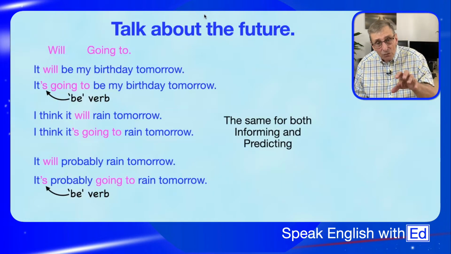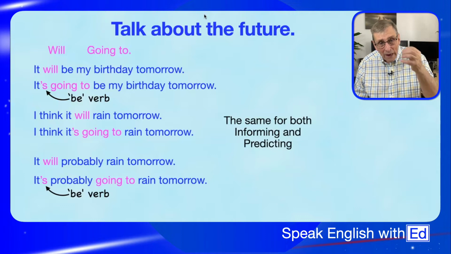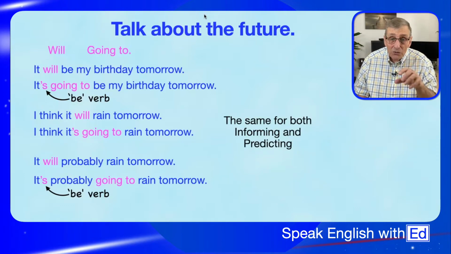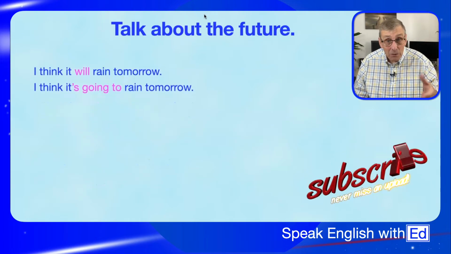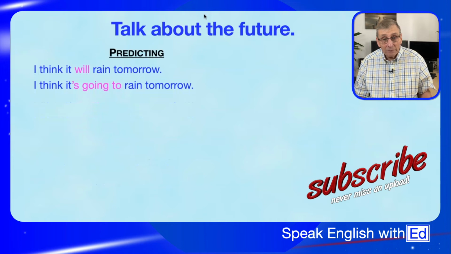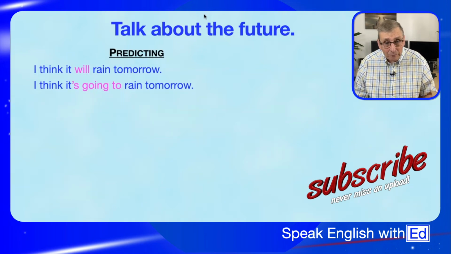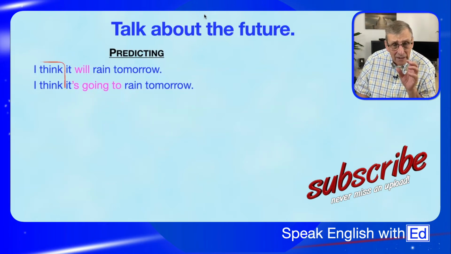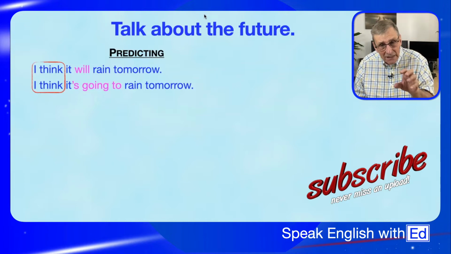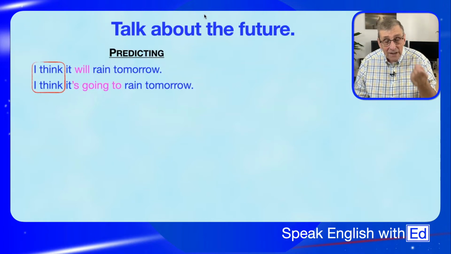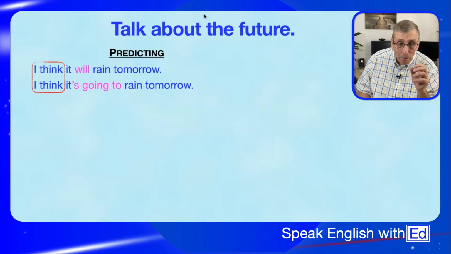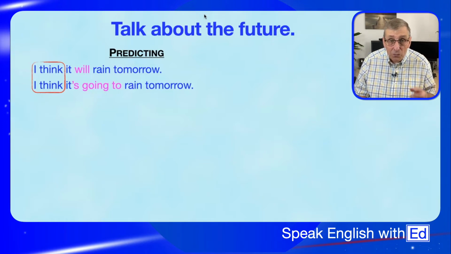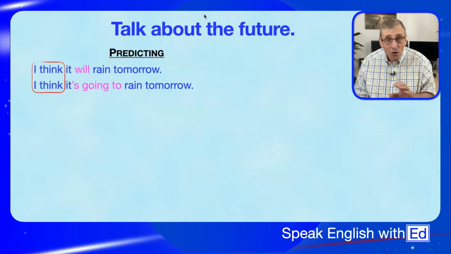But these rules, it will and it's going to be, can be used for both predictions and for passing information, for informing. Now, I think is the predicting clue here. You're saying I think. You're not saying that you know, you're saying I think. But there's other words that you can use as well. I think isn't the only way.